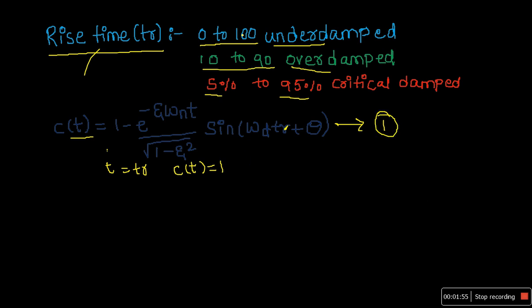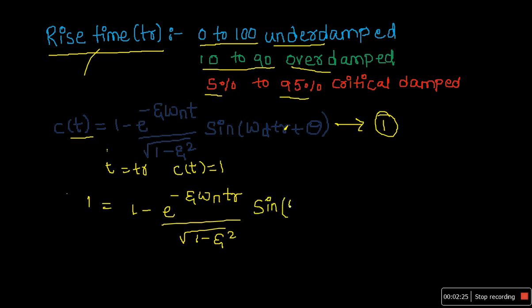Then you are getting, in place of c of t, I am substituting 1, equal to 1 minus e power minus zeta omega n t. In place of t substitute tr, by under root of 1 minus zeta square, sine omega d. In place of t substitute tr, plus theta. So this 1 and 1 get cancelled out.